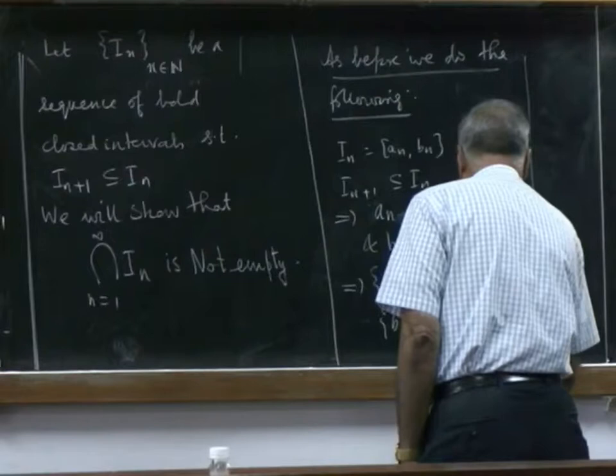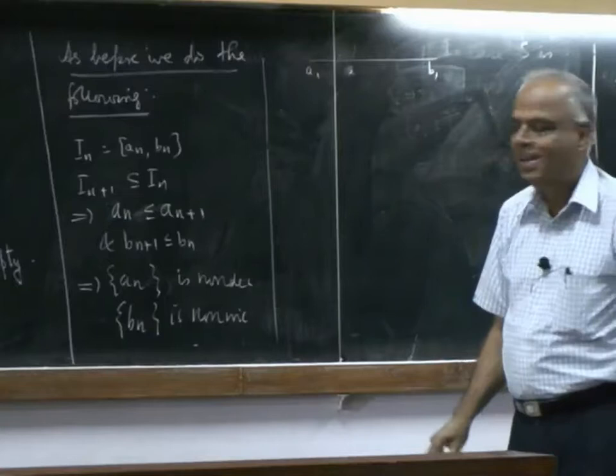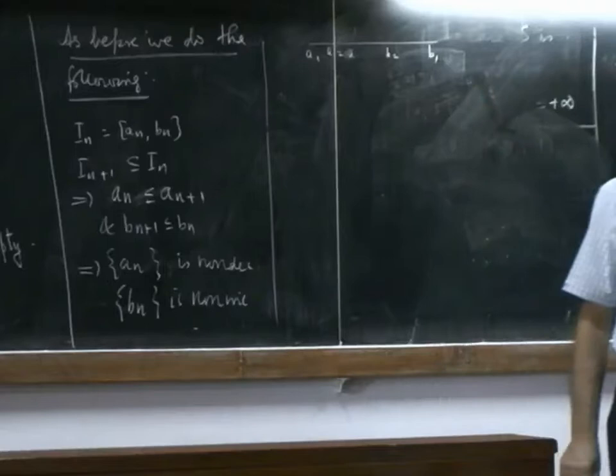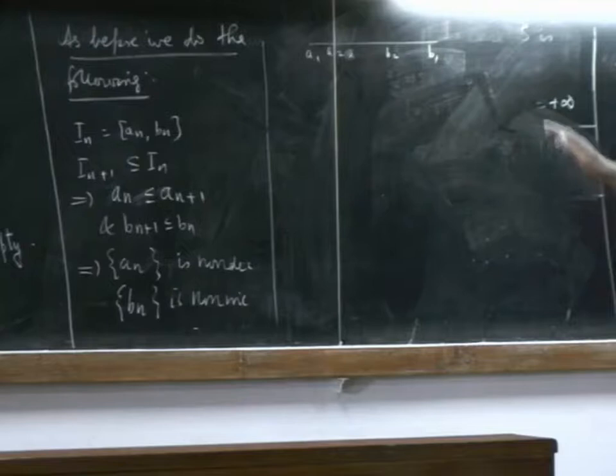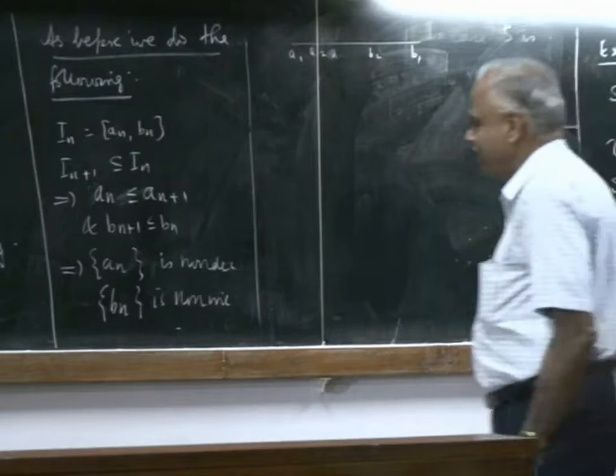Then how is it? Let us look at this. A1 is here, B1 is here. Then if you look at A2, it will be here and B2 will be there. What do you see from this picture? That all the right hand points will be to the right of all the left hand points. So any right hand point will be an upper bound for the left hand points. Similarly, vice versa, non-increasing. And it is easy to see that.